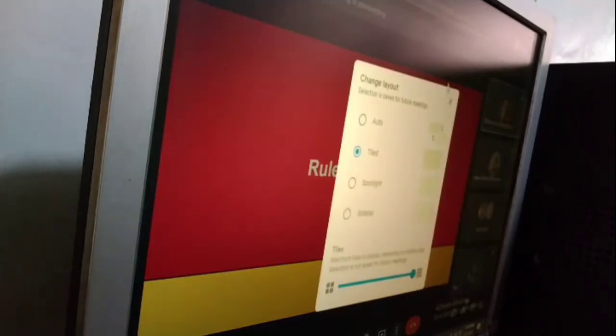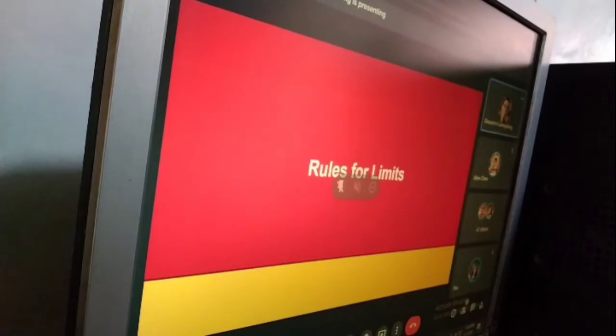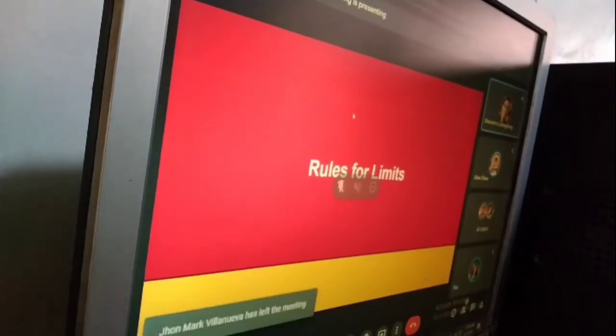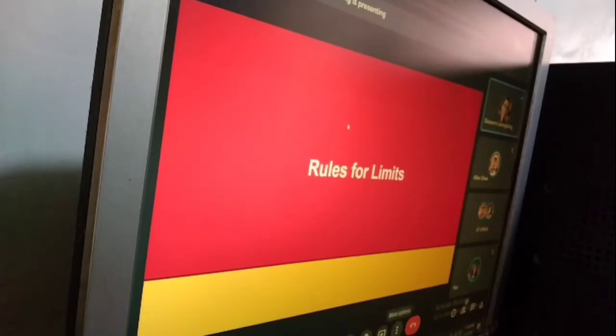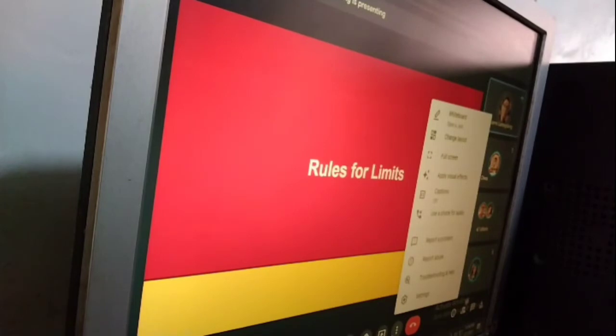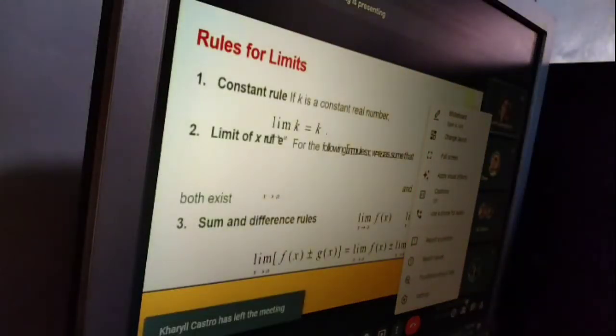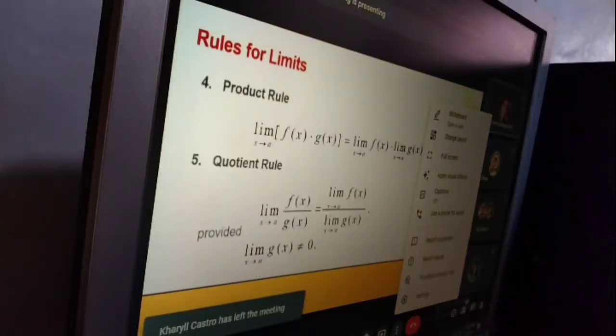So I'll be presenting to you the rules for limits so that it is easy for you to compute problems involving limits. So I have here the rules: constant rule, limit rule, sum and difference rule, product rule, multiple rule, function rule, and then quotient rule.